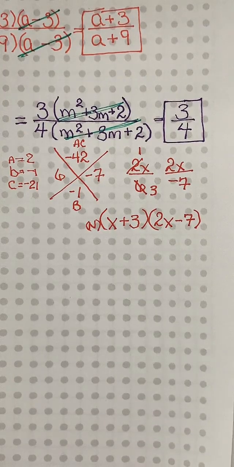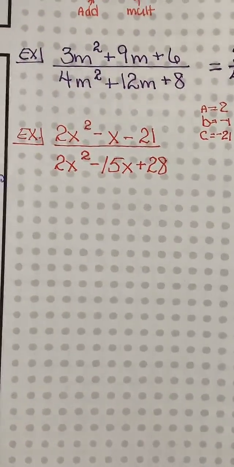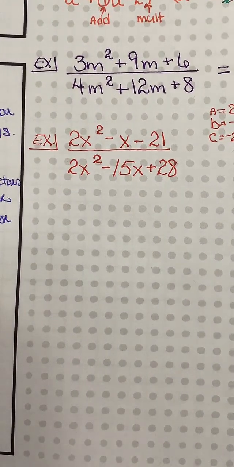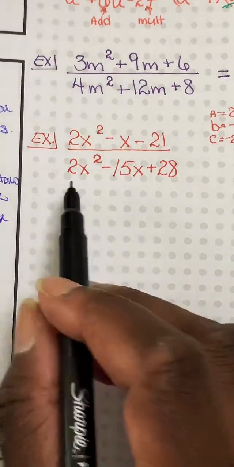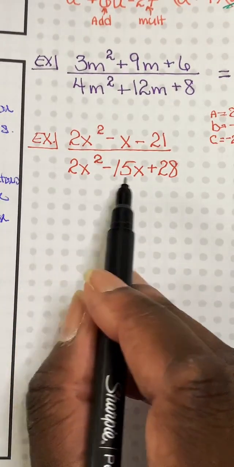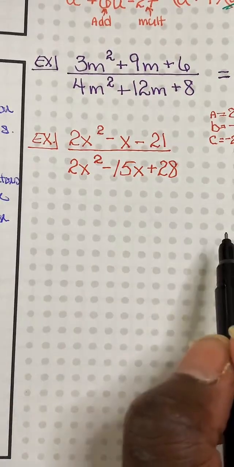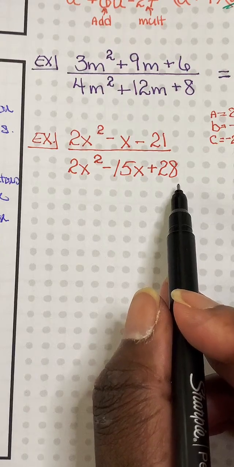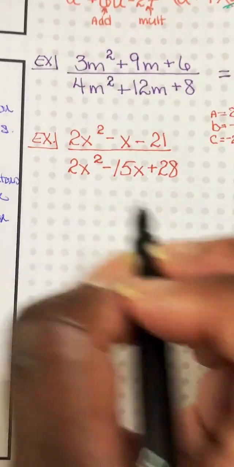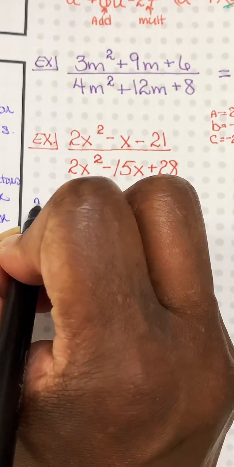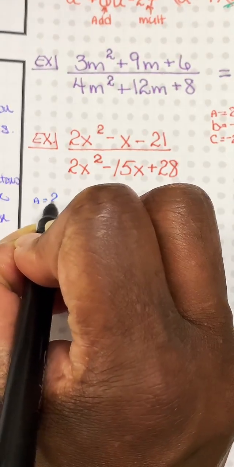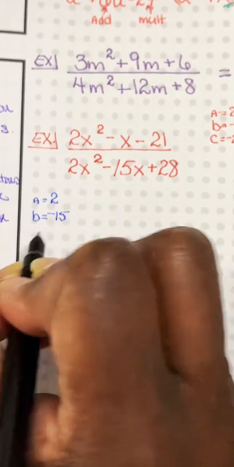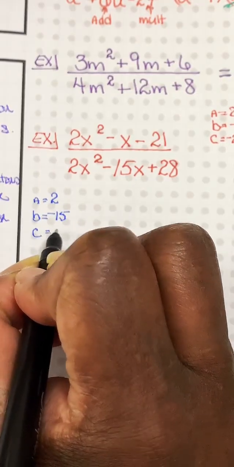Now we're going to do the same thing, but for the denominator. Again, I'm going to change colors. I'm going to make this one blue. Again, we have 2, negative 15, 28. Right now, there isn't a GCF. So we have our A, which is 2, our B, which is negative 15, and our C, which is 28.